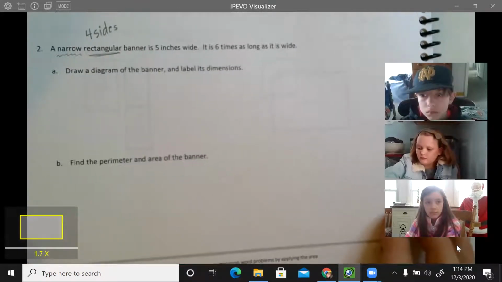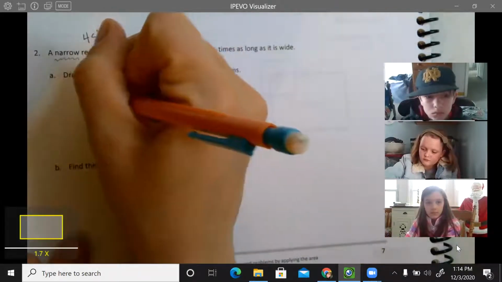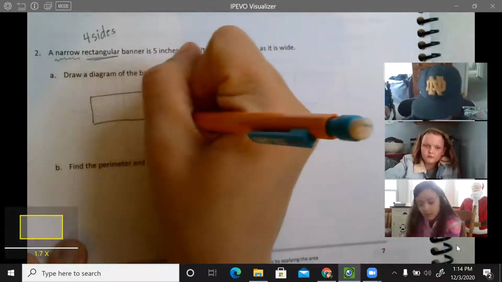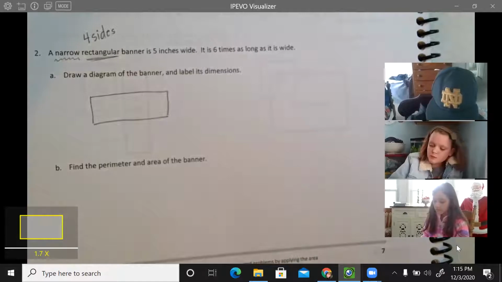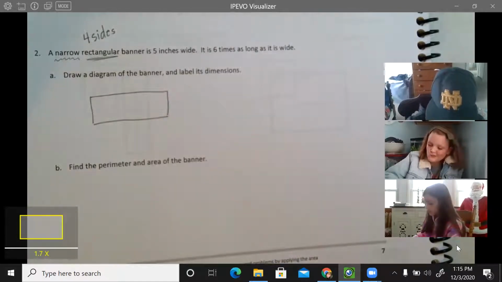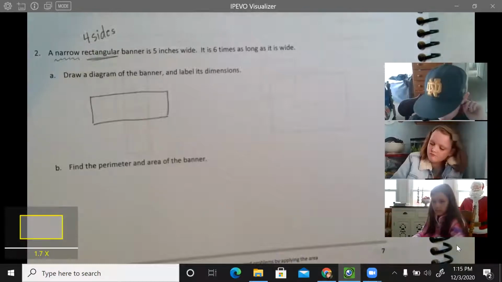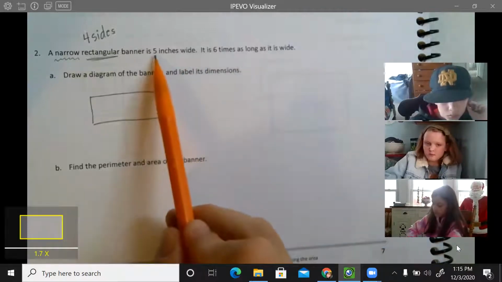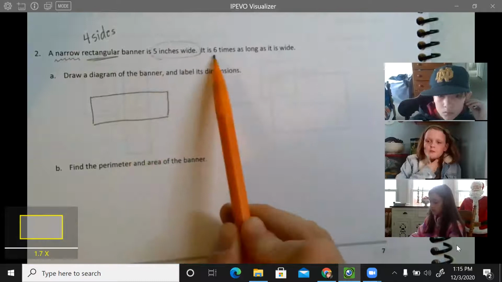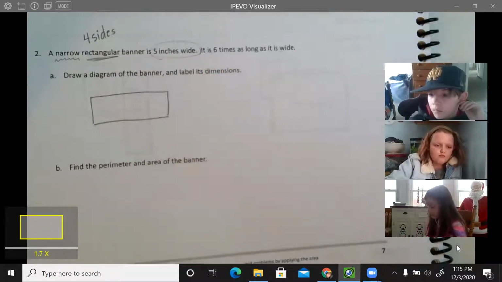Okay, so for letter A, we have to draw a diagram of the banner and label its dimensions. So we're going to start by drawing a rectangle. You want to try as best as you can to make the sides equal. Now I know looking on my screen, mine definitely is not perfect. Just try your best. Tanya, can you help me label this? I need to label my dimensions. What do I know about the dimensions of my rectangle?